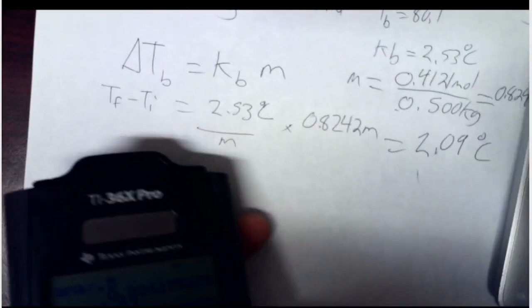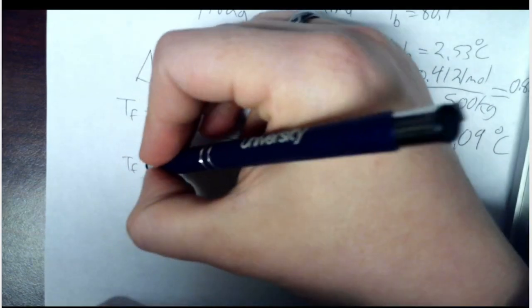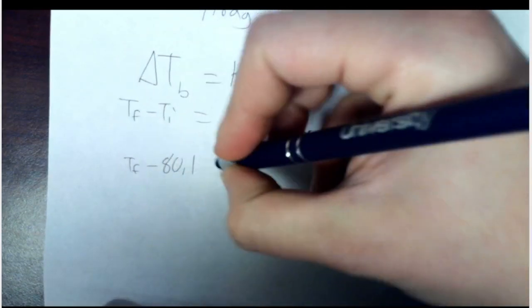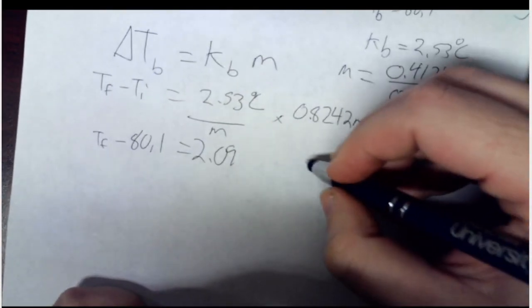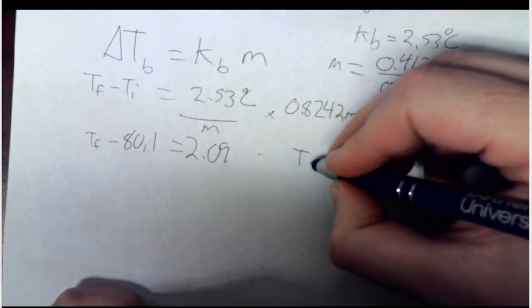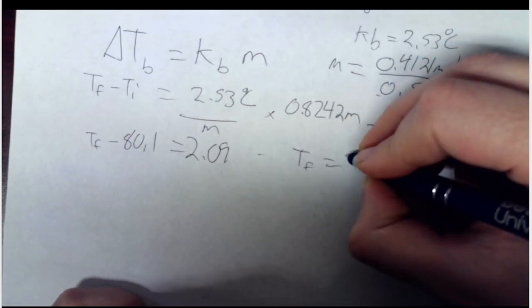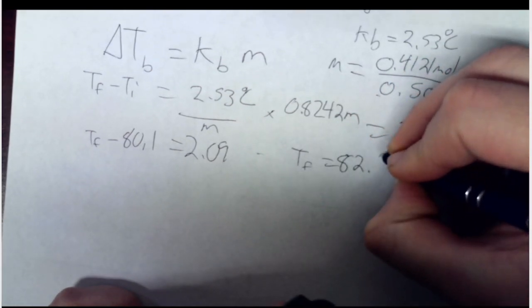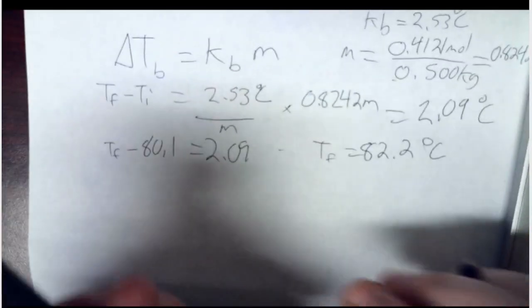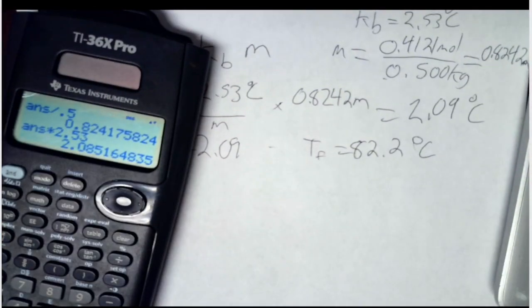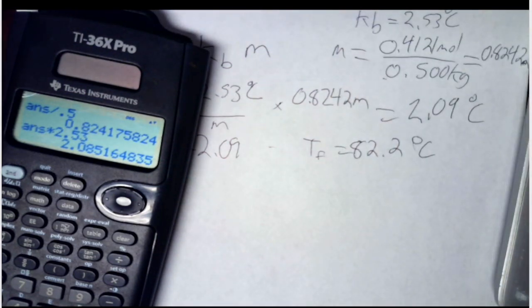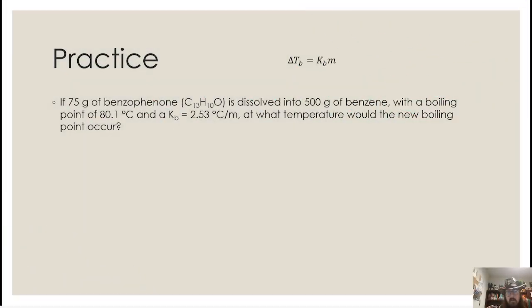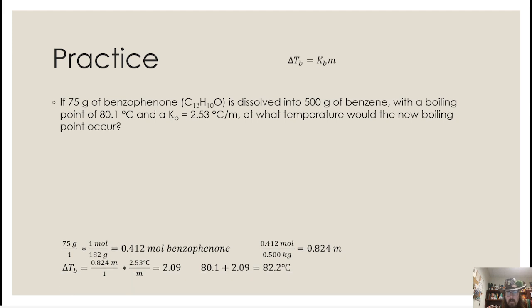So when does the boiling point occur? T sub F minus 80.1 equals 2.09. So the boiling point, our T final for the boiling would be 82.2 degrees. It's not a huge change based on that concentration, but it is a change. Freezing point depression often has a greater effect, but boiling point elevation does have a minor effect.